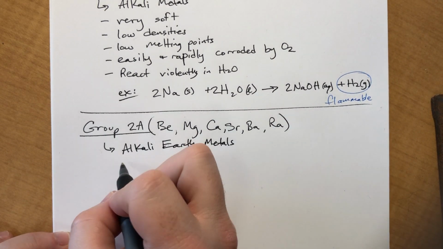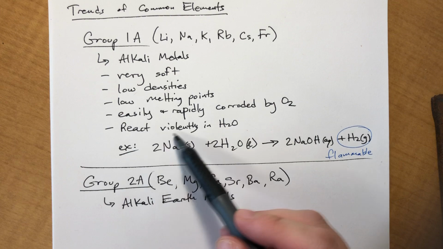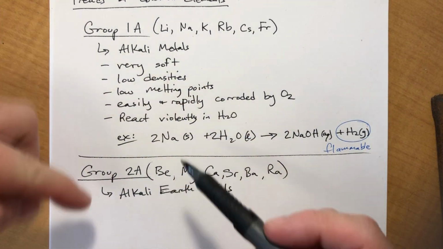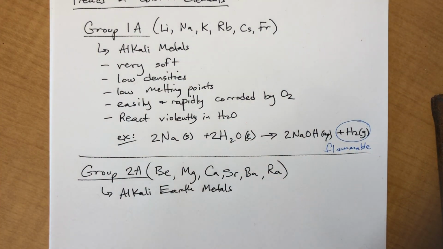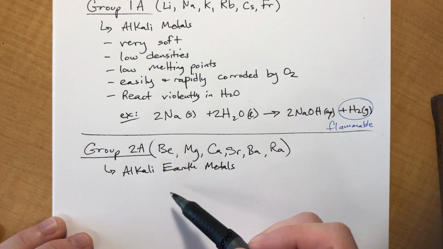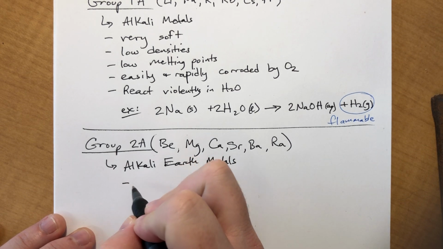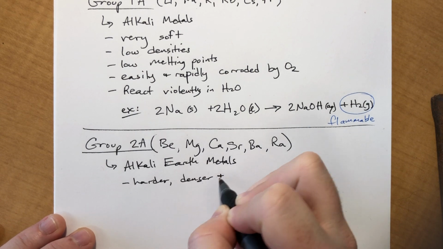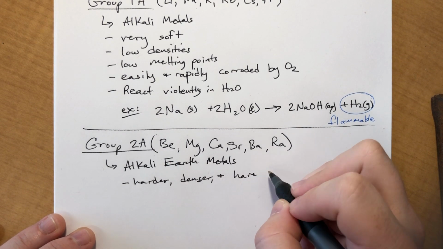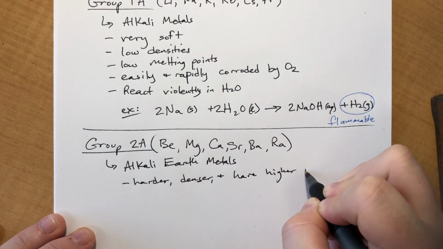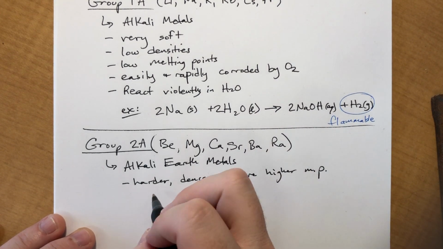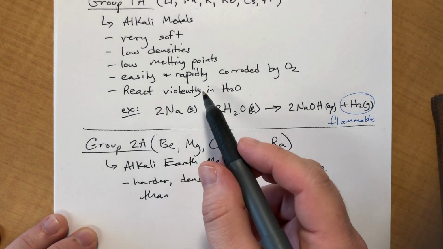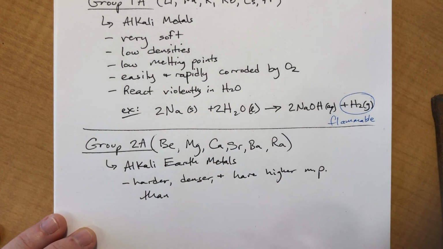They're essentially the tamed down version of these. The alkali metals are ridiculous; any trend they have, they're really far off the rails of what's normal. These are the tamed down version. So they're harder, denser, and have a higher melting point (MP) than the alkali metals, but they're still soft, low density, and have low melting points. They're just higher than these values.